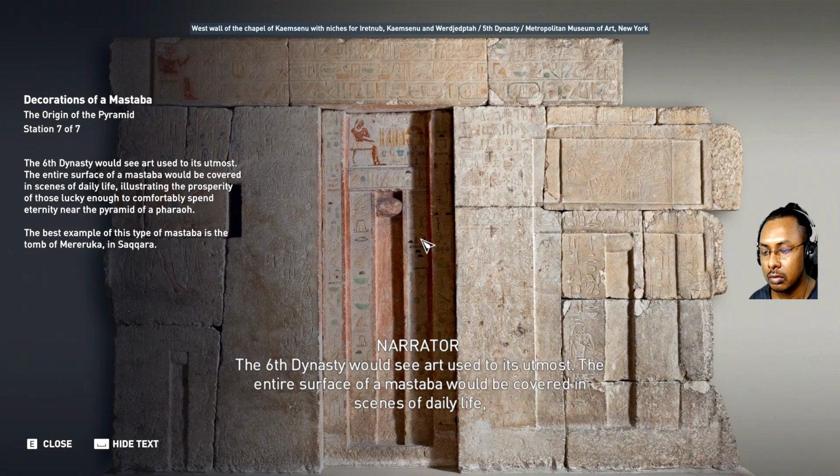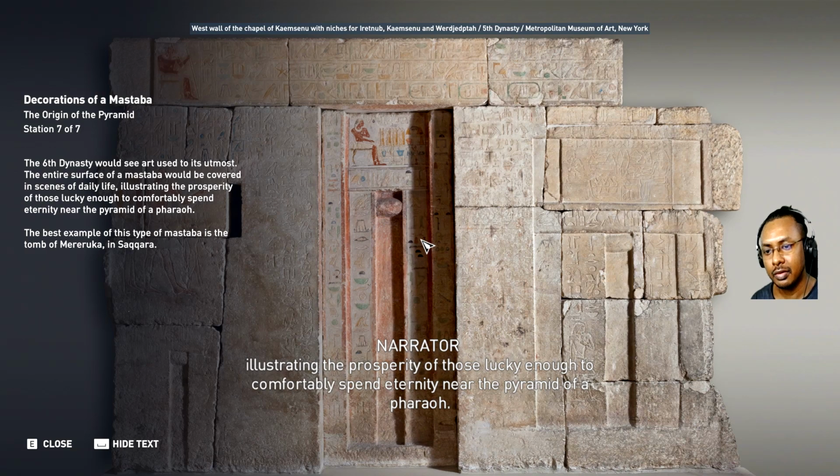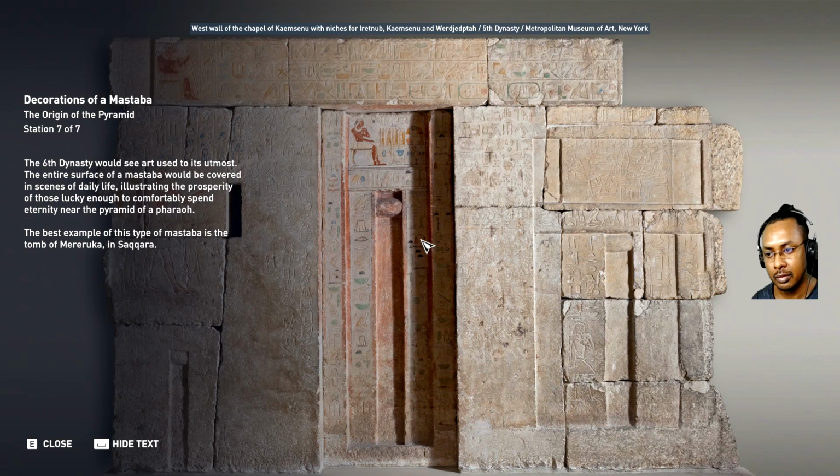Okay. The 6th dynasty would see art used to its utmost. The entire surface of a mastaba would be covered in scenes of daily life, illustrating the prosperity of those lucky enough to comfortably spend eternity near the pyramid of a pharaoh. The best example of this type of mastaba is the tomb of Meroruka in Saqqara.